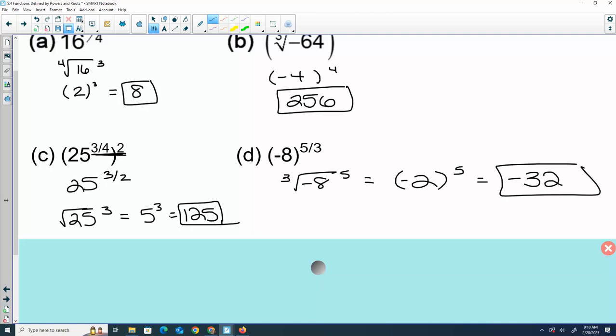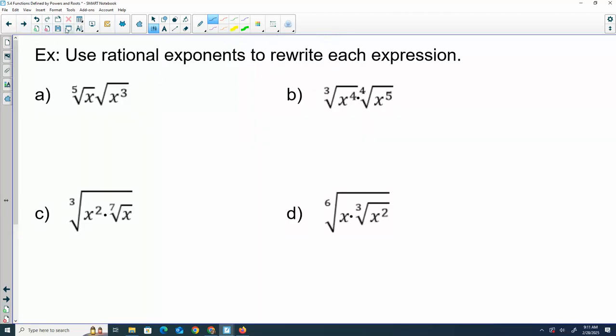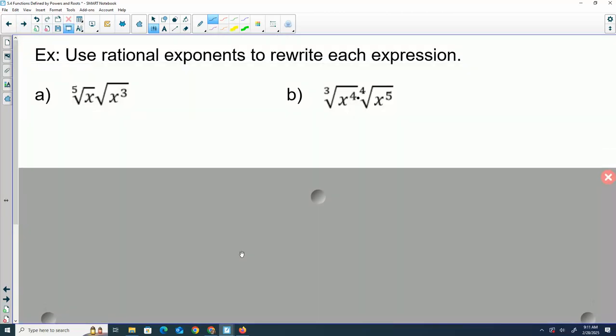So now I'm going to throw variables up here. So we have to understand the radicals. We can't just plug them in our calculator. Okay, so we're not going to get a number answer here. We are just simplifying as much as we can. If I say the 5th root of x times the square root of x cubed.